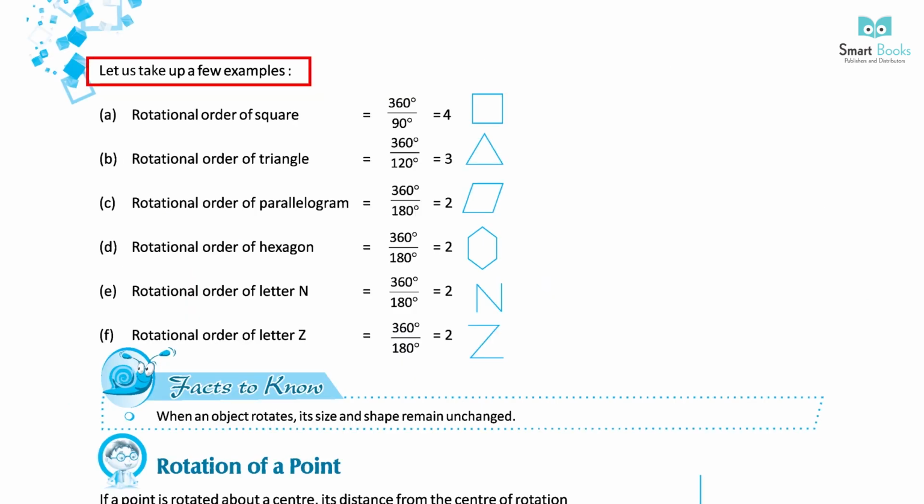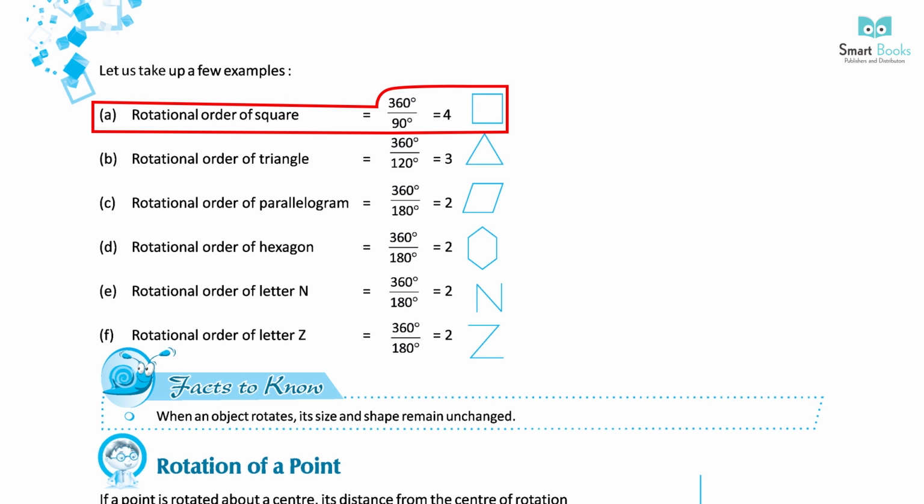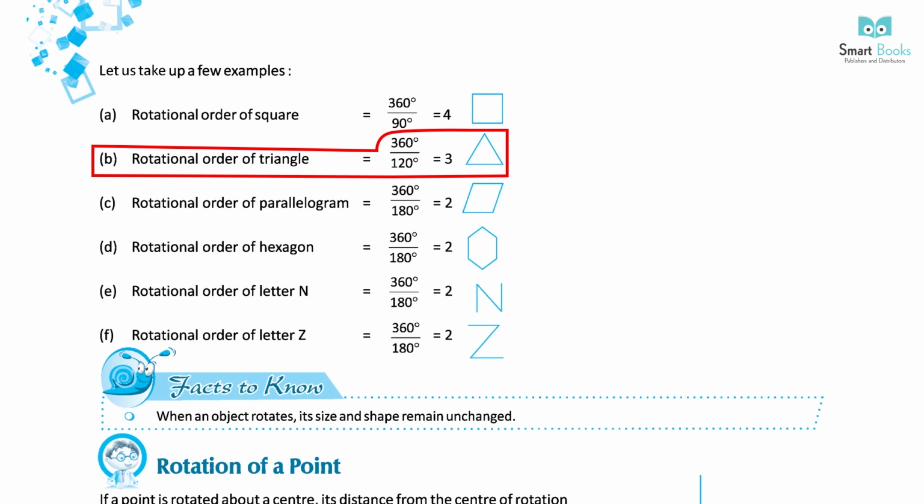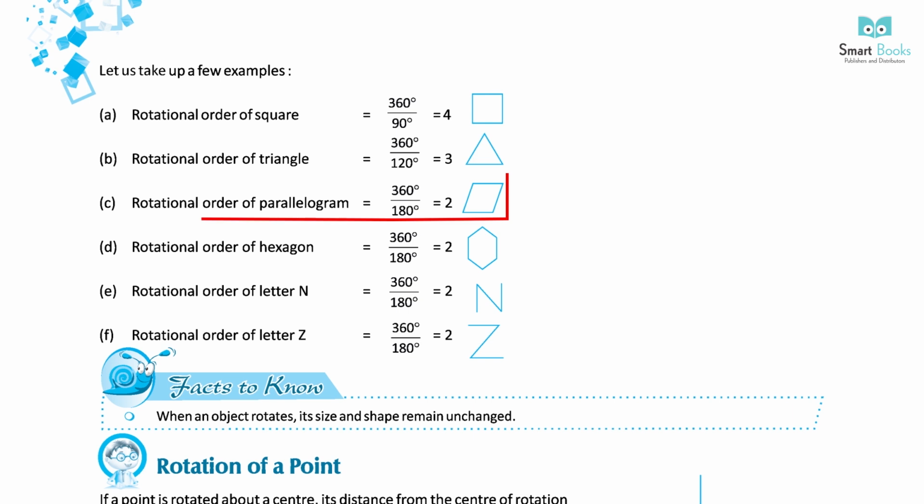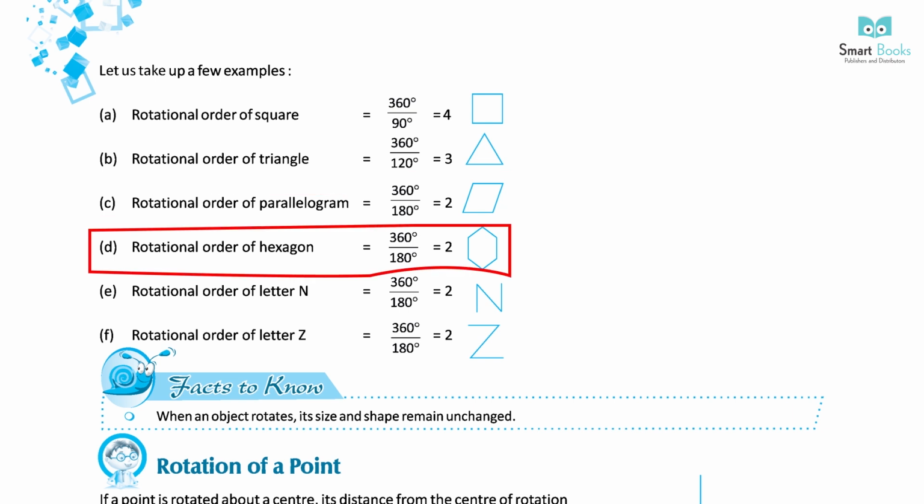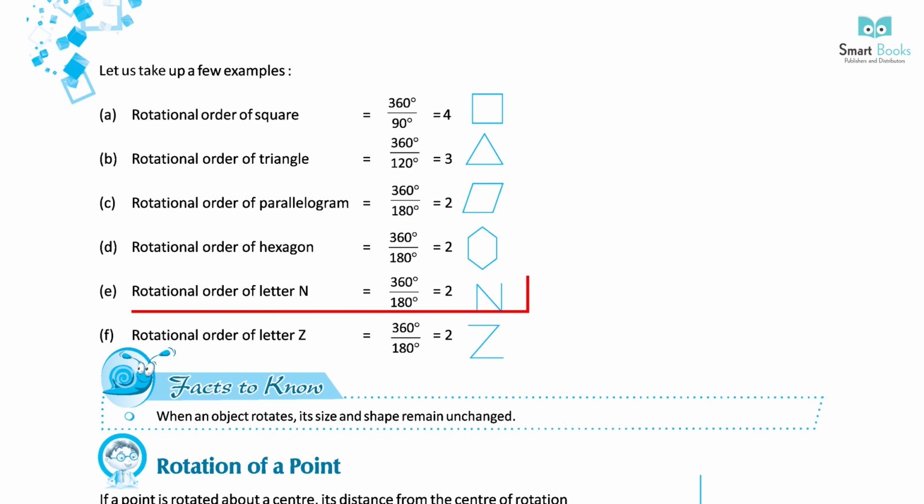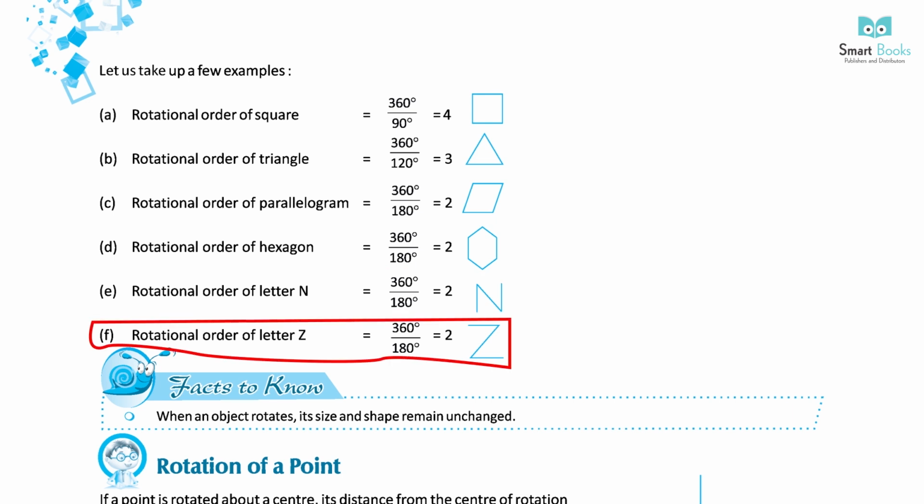Let us take up a few examples. A. Rotational order of square equals 360 degrees upon 90 degrees equals 4. B. Rotational order of triangle equals 360 degrees upon 120 degrees equals 3. C. Rotational order of parallelogram equals 360 degrees upon 180 degrees equals 2. D. Rotational order of hexagon equals 360 degrees upon 180 degrees equals 2. E. Rotational order of letter N equals 360 degrees upon 180 degrees equals 2. F. Rotational order of letter Z equals 360 degrees upon 180 degrees equals 2.